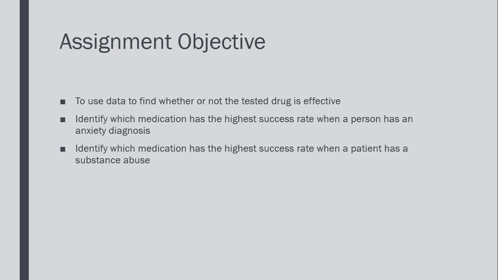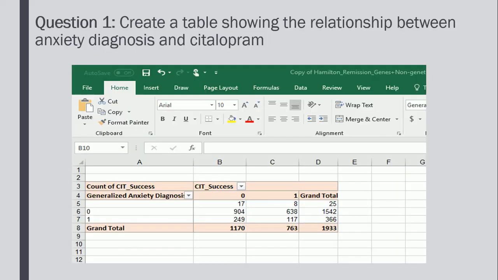So the objective for this assignment is to use data to find whether or not the tested drug is effective, and then also to identify which medication has the highest success rate when a person has an anxiety diagnosis and when a patient has a substance abuse. Question 1 first asks to create a table showing the relationship between anxiety diagnosis and citalopram.